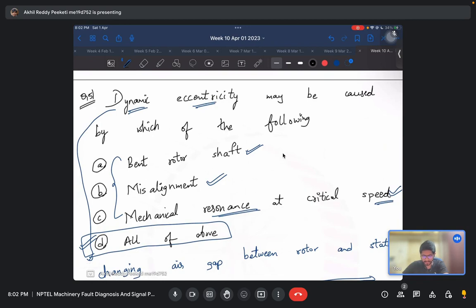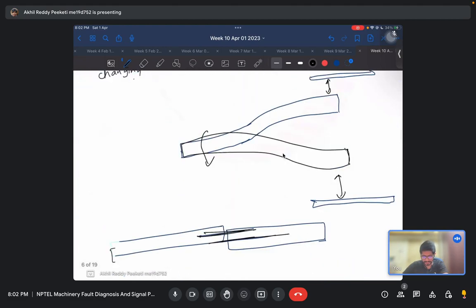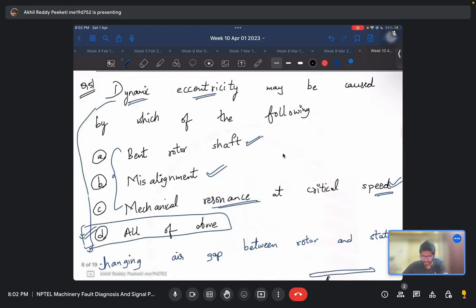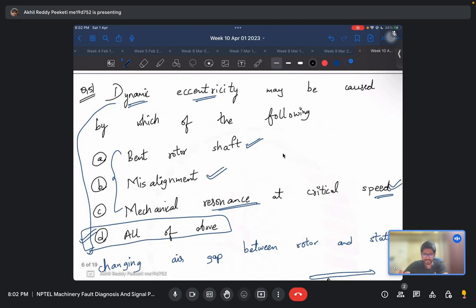Dynamic eccentricity may be caused by which of the following? Bent rotor shaft, misalignment, mechanical resonance at critical speeds, all of the above. So dynamic eccentricity can be caused by all the three things listed here: bent rotor shaft, misalignment, or mechanical resonance at critical speeds, because they keep changing the actual minimum air gap between the rotor and stator. All this can change that, so they lead to the dynamic eccentricity.